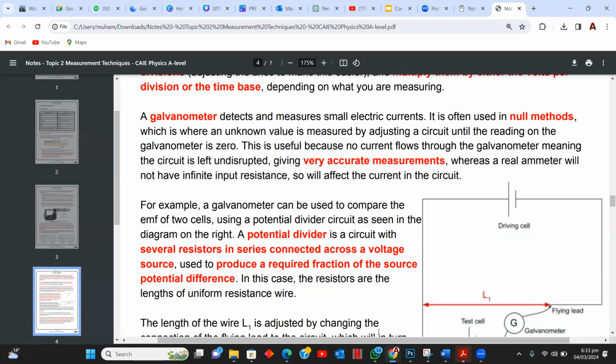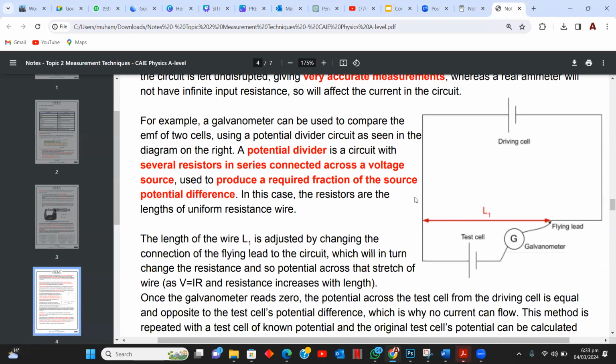A real ammeter, basically, does not have an infinite input resistance, but a galvanometer has an infinite resistance. यानी current तो बिल्कुल गुजर ही नहीं सकेगा वहां से. Similarly, a potential divider is basically a component that divides potentials.